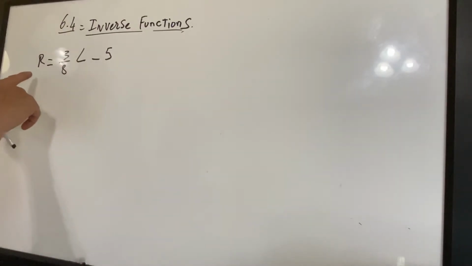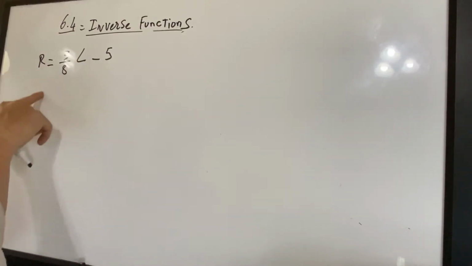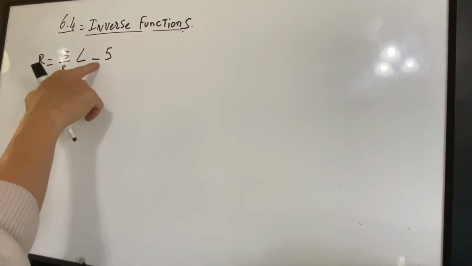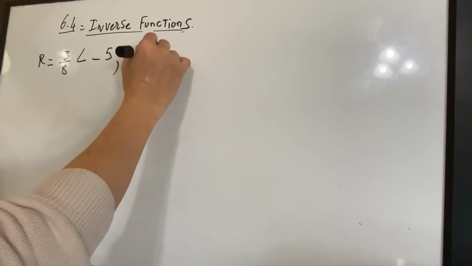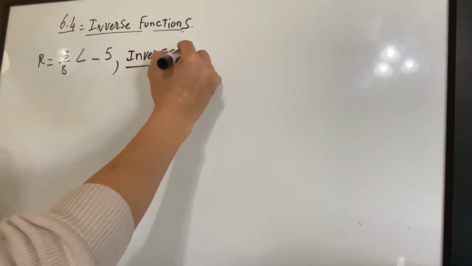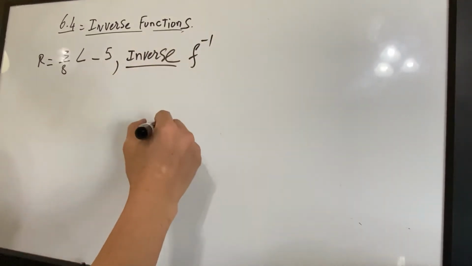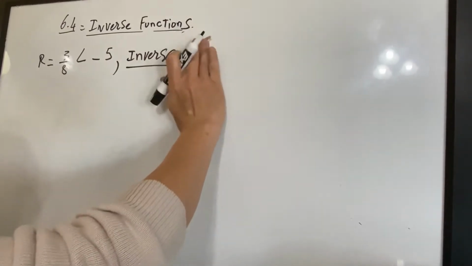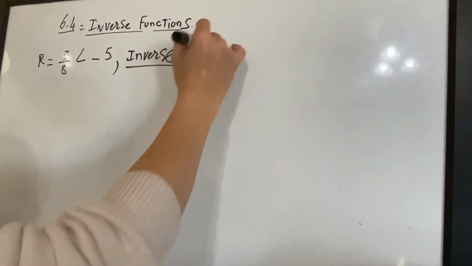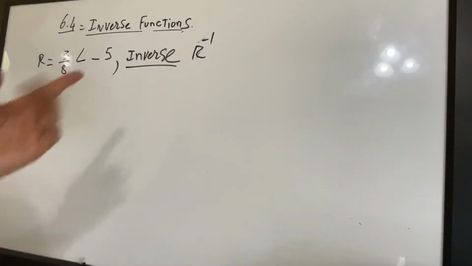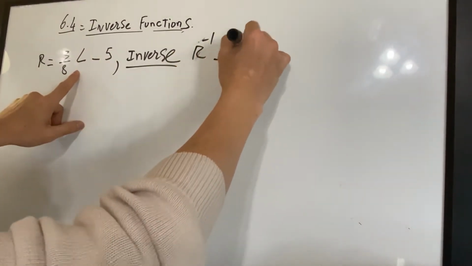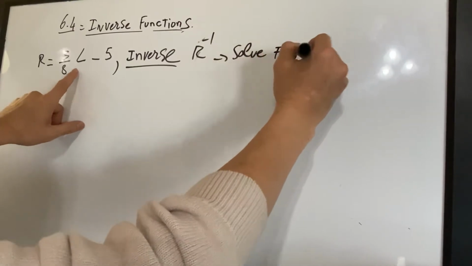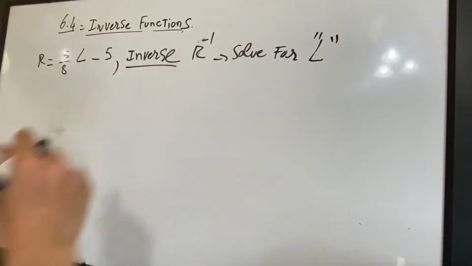Okay, so this is the function. You think of y equals 3 over 8 x minus 5. And now you want to find what? That's right, the inverse function, or in this case, R negative 1. I said that the inverse of that means solving for what? Solve for L. There we go, solve for L.